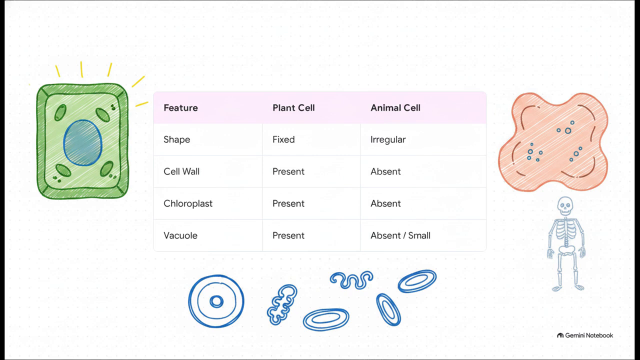They both have a nucleus to control the cell, cytoplasm where the chemical reactions happen, a cell membrane to act as a gatekeeper, and mitochondria to generate energy. But the differences? That's where it gets interesting.